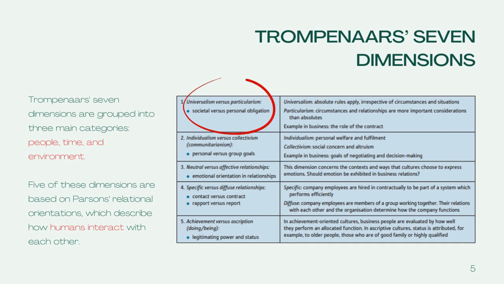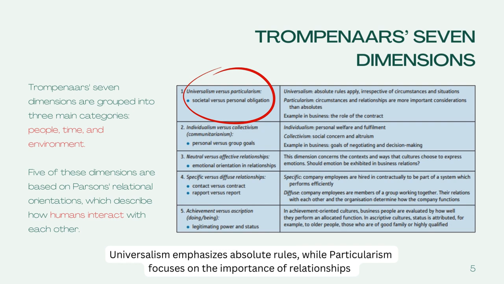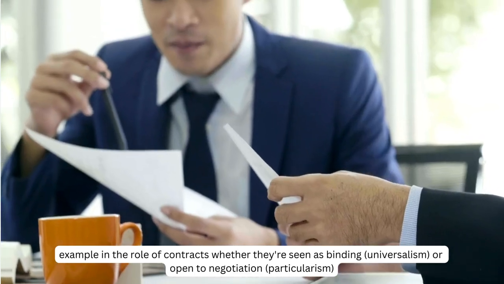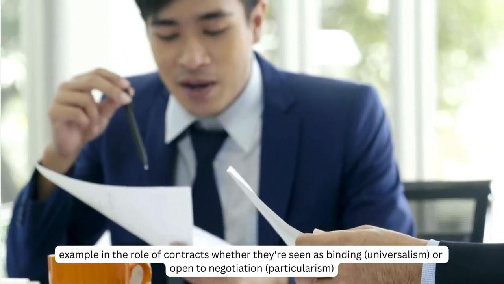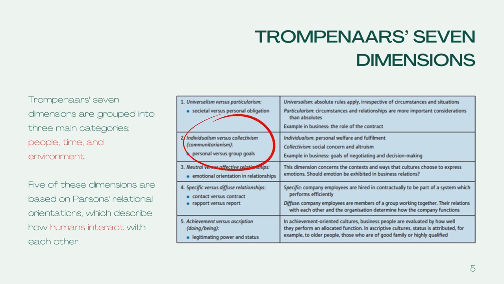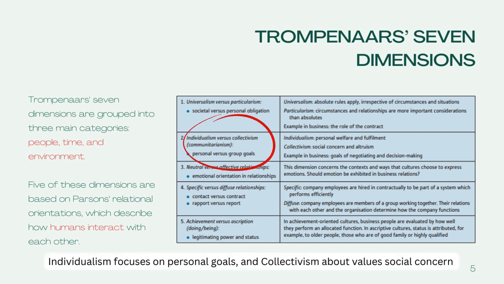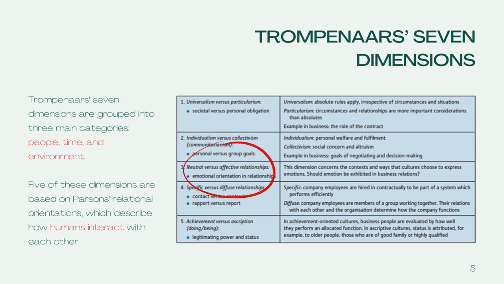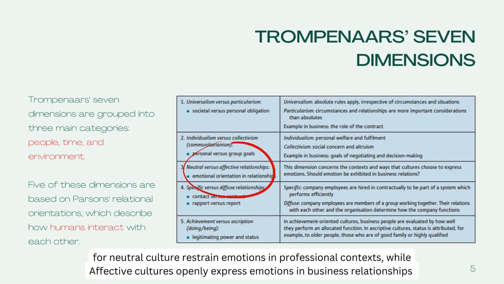Let's talk about it. Universalism versus particularism. Universalism emphasizes absolute rules, while particularism focuses on the importance of relationships. For example, in the role of contracts, whether they are seen as binding and universal, or open to negotiation, which is particular. Individualism versus collectivism. Individualism focuses on personal goals, and collectivism values social concern. Neutral versus affective. Neutral cultures restrain emotion in professional contexts, while affective cultures openly express emotion in business relationships.